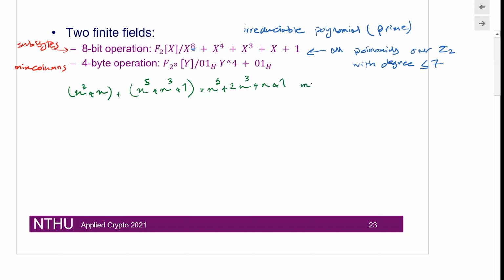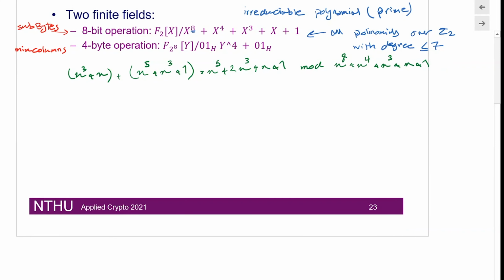And then we said that we will compute mod x8 plus x4 plus x3 plus x plus 1, right? So we said that we are in Z2, so the coefficients, we always compute mod 2, so then the result would become only x5 plus x plus 1. And this modular is not really necessary over here because the biggest degree is already less than x8, so the result would be just this value.